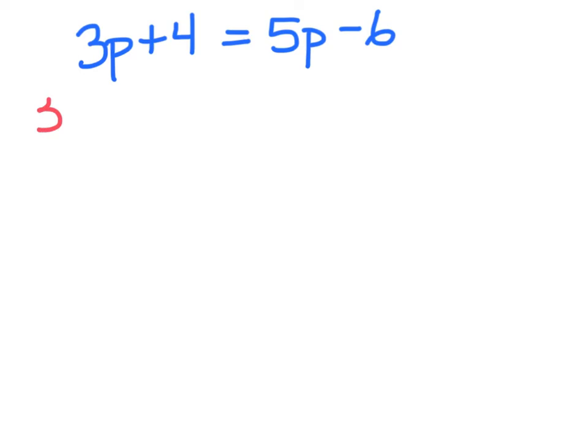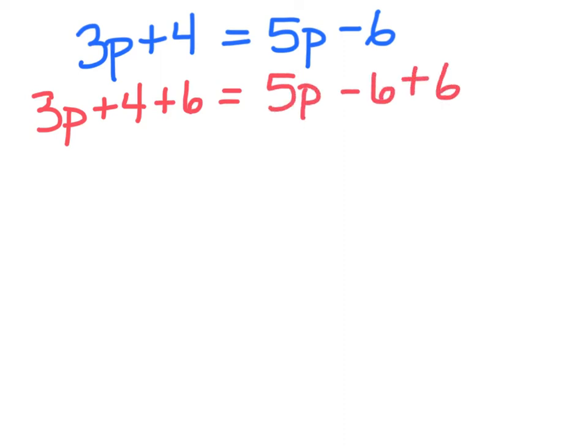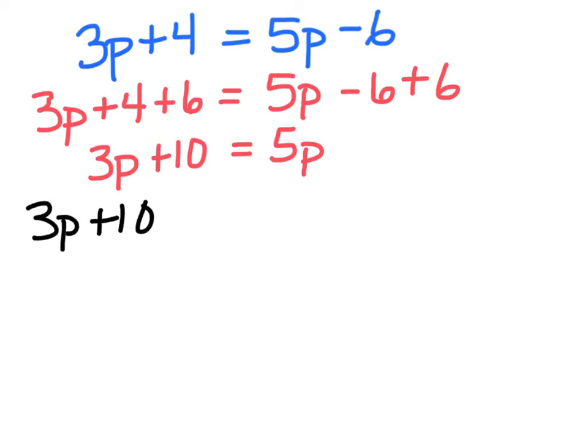So we'll have 3p plus 4 plus 6 equals 5p minus 6 plus 6. That'll give us 3p plus 10 equals 5p. All right, now we want to get all of the variables on one side. So our next step will be to take 3p plus 10, subtract away 3p, and on this side 5p minus 3p. Remember, whatever we do to one side, we have to do to the other to keep the equation balanced, so we don't throw off that scale and make the value heavier on one side than the other.